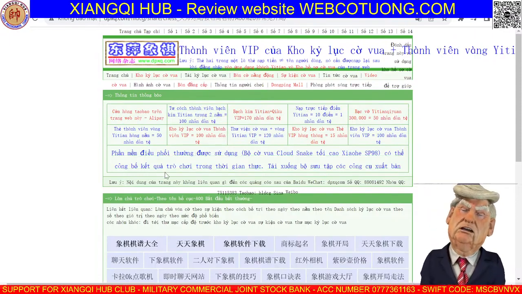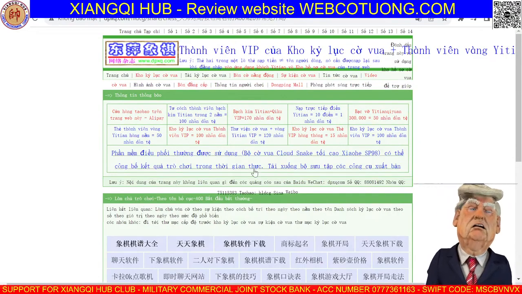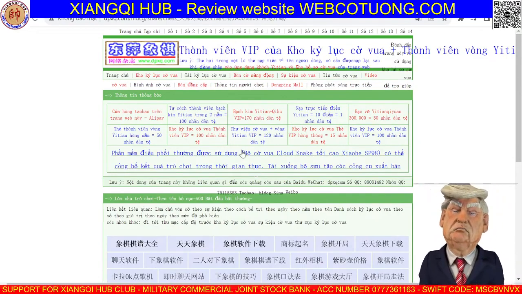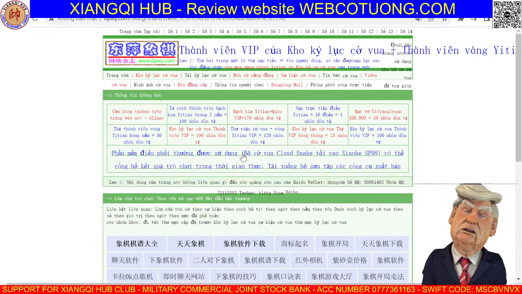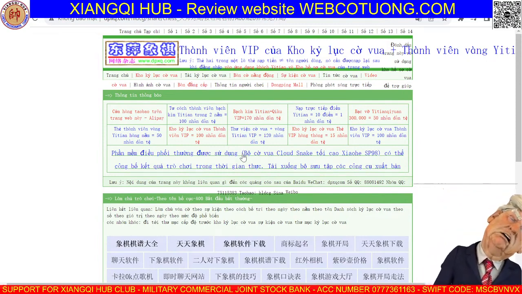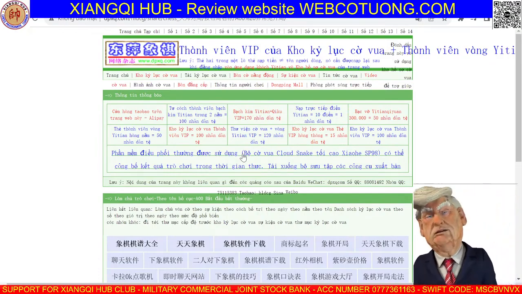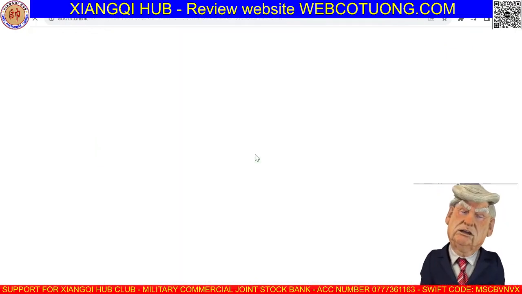Alright, so they lead into the China website, the website with the link that we need to download to play. The code is Cloud Snake, a Shao CSB 98, and they can open the game in the real one. Can we try it? Let's try it.